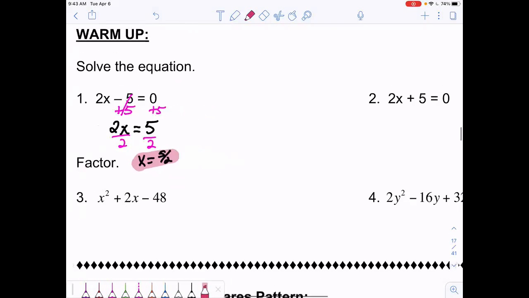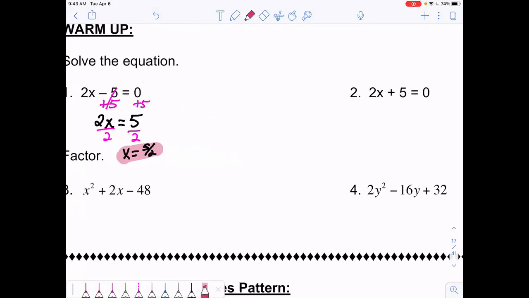And then Jason, what's the only difference for number 2? Yeah, you subtract 5 instead of adding 5. So when you subtract 5, what do you get, Jason? Good, and what's the last step? Divide by 2. And you get your answer. X equals negative 5 over 2 or negative 2.5.